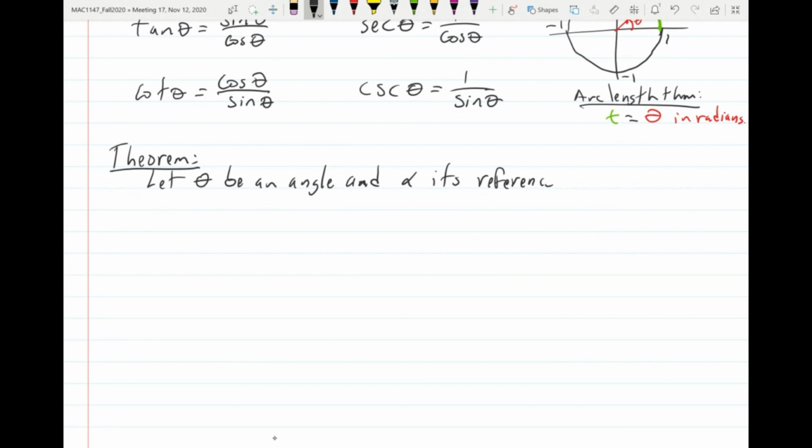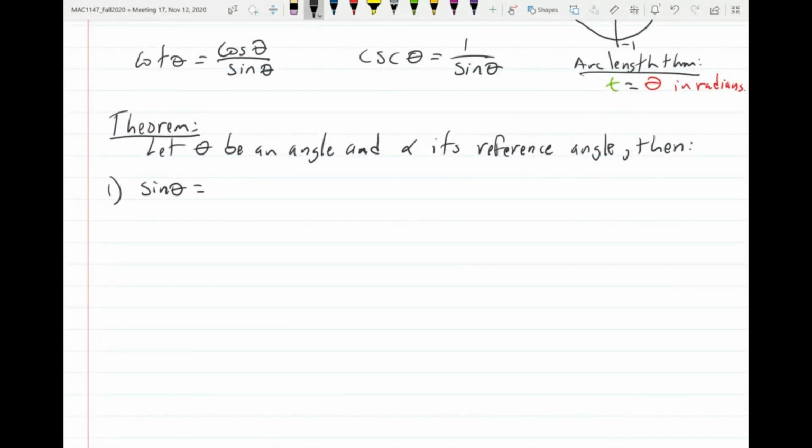So remember, reference angle, there is only one. Given an angle, what's a reference angle? It's the acute angle that the terminal side of theta makes with the x-axis, okay? So that's alpha. So let theta be an angle, and alpha is its reference angle. Then we have the following.